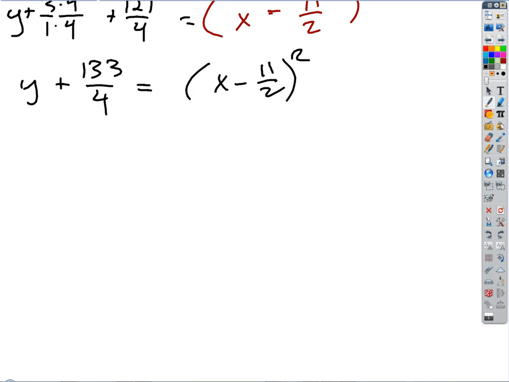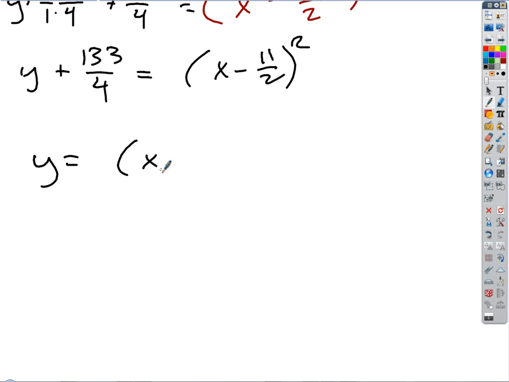So what's the only thing I have to do to put that into vertex form? Yeah, just subtract that term to the other side. So y equals x minus 11 halves squared minus 133 fourths. What's A? 1. What's H? 11 halves. Good. And what's K? Negative 133 fourths. Okay? Good.